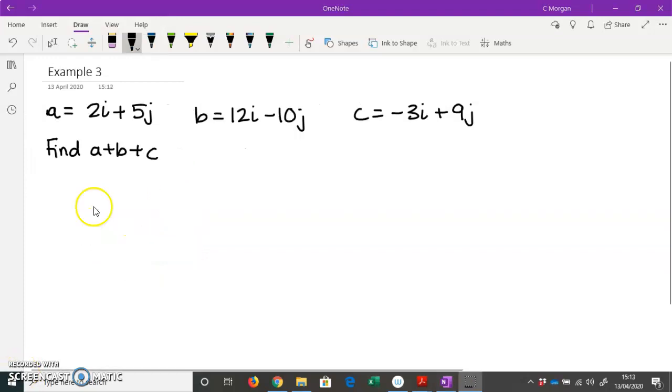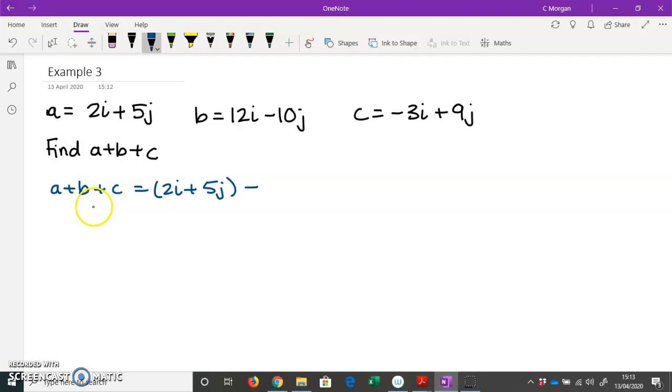Okay, example 3 has given me 3 vectors, little vector a, little vector b and little vector c. I've got to find out a plus b plus c. Now, of course, one thing that I could do, if I wanted to, is I could just write down all my vectors being added together. But as you'll notice, it's quite a lot to keep writing down i's and j's all the time. One of the problems I have with writing vectors in component form is that when some people's writing is difficult to read in the first place, the i's and j's can look very similar indeed.